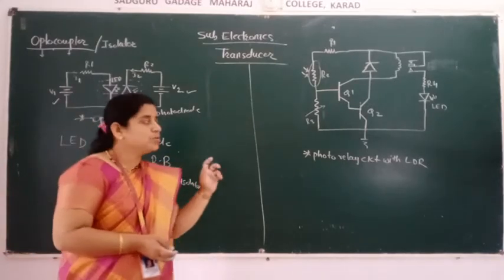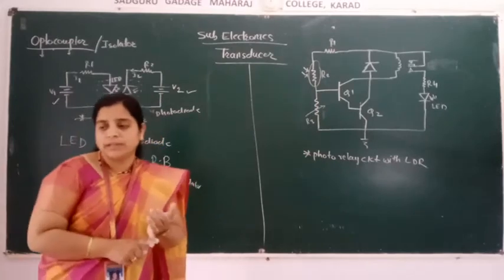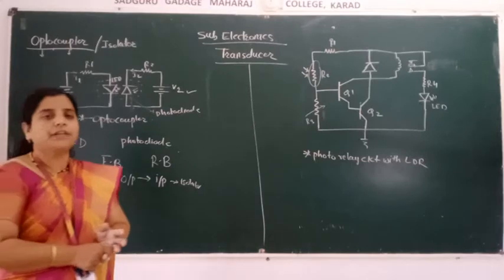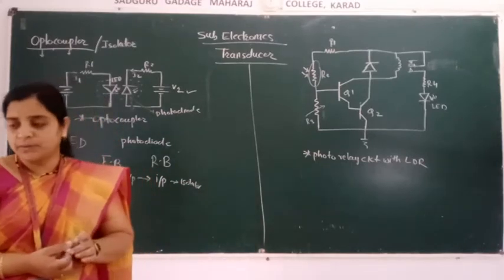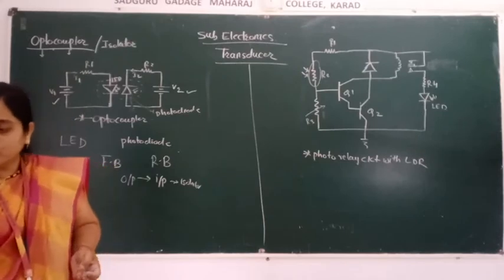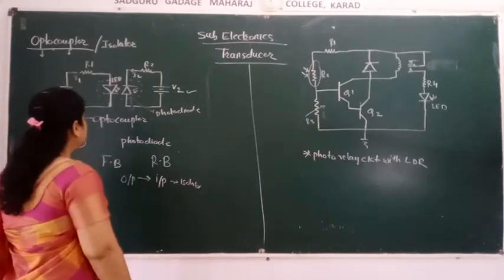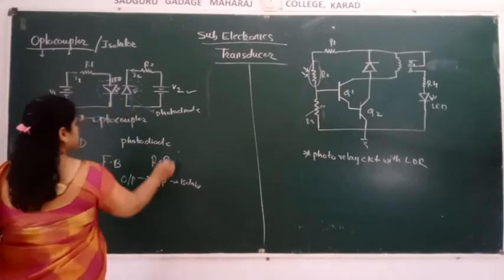One application of this is that the photodiode provides isolation between input and output voltage. So if the voltage is high, then it will work on the photodiode. See what happened. What is the application of this?